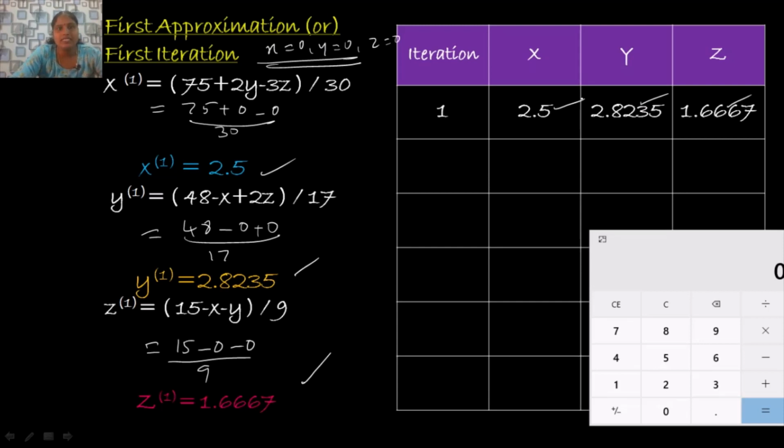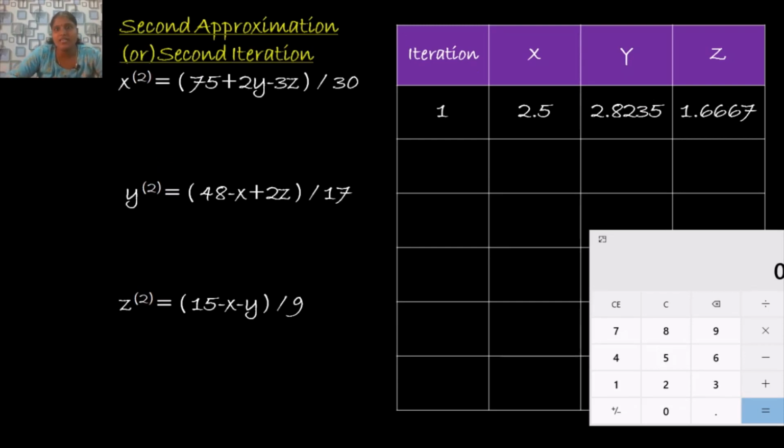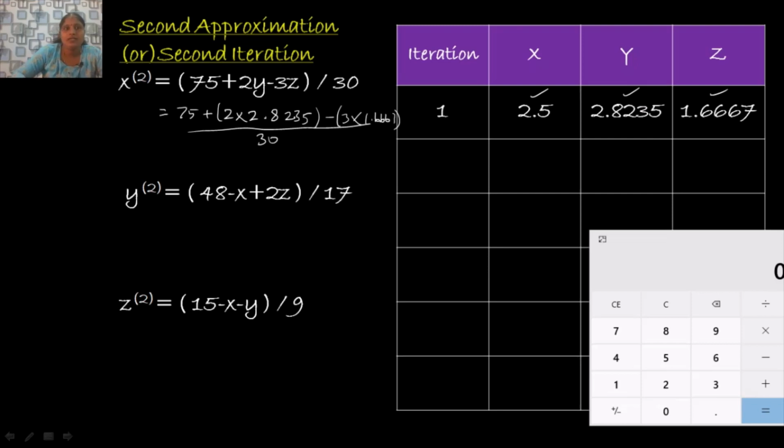Now let's move on to the second iteration. In the second iteration, we make use of the first iteration values of x, y and z, and calculate the new values of x, y and z. So now in the second iteration, x is equal to 75 plus, within parentheses, 2 times the y value 2.8235, minus, within parentheses, 3 times the z value 1.667, over 30. And by simplifying this, you get 2.5216.